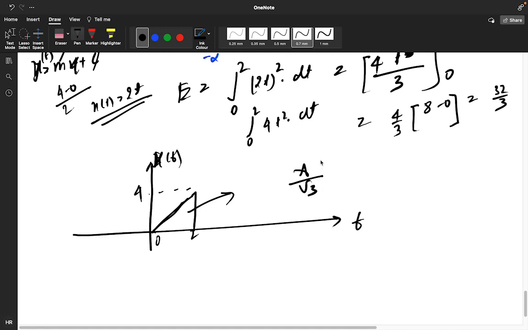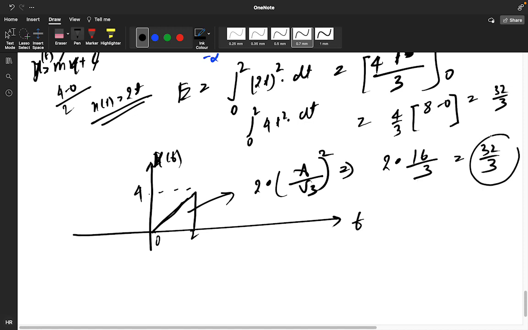Square that, and multiply with the time. How much time is it consuming? 2. So 2 time is consuming. So 2 into A square is 4, so 16 by root 3 the whole square, it's 3. So 32 by 3.